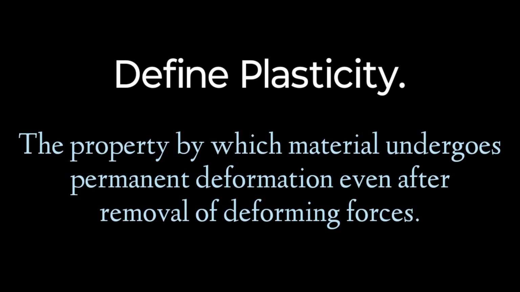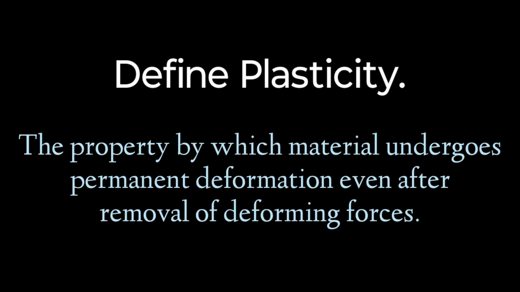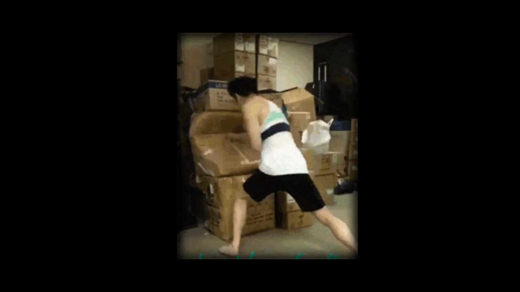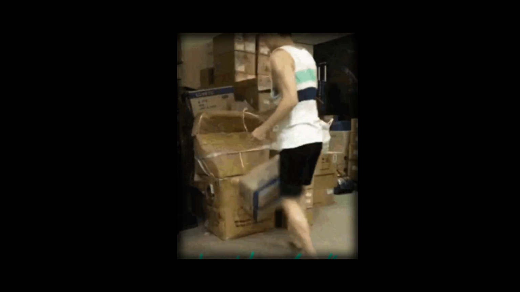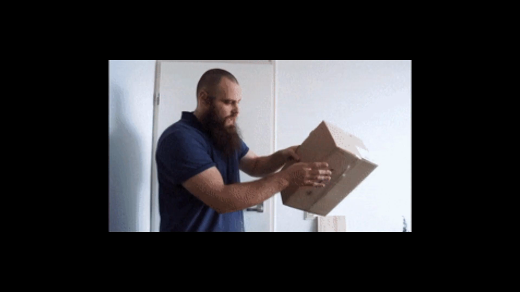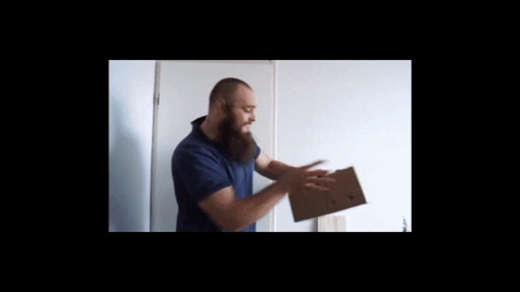Then the next question is define plasticity. Plasticity is the property by virtue of which the material undergoes permanent deformation even after removal of deforming forces. For example, you are hitting one cardboard and after hitting you realize that you have caused permanent deformation to this cardboard, means it will not get back to its original dimension just because you have stopped hitting it now. So here plastic deformation has occurred, permanent deformation has occurred. This is called plasticity.